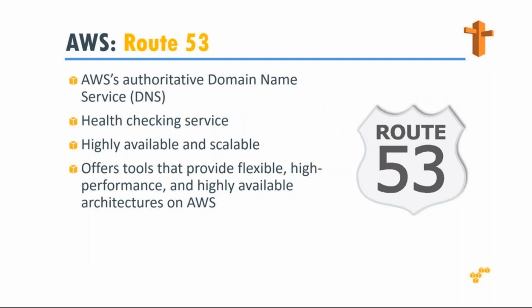Next, Route 53, the AWS authoritative domain name service. Already I told you, Route 53 is the AWS DNS. It is a health checking service: it will check how the servers are going. Highly available and scalable. Scalable means if a high number of requests come, it will automatically scale up and increase the resources. It offers tools that provide flexible, high performance and highly available architectures on AWS.